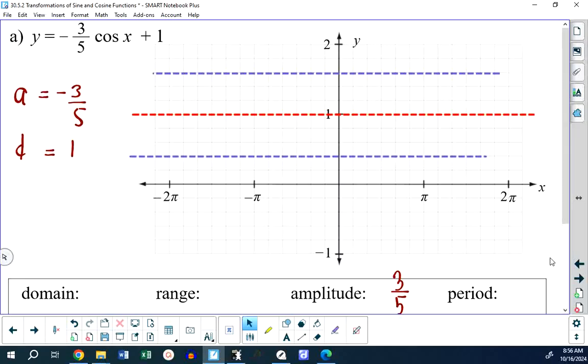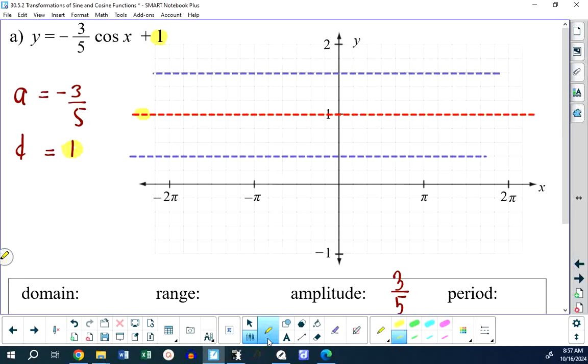So what we're doing is we're saying these are the boundaries of whatever we draw. And if it hasn't dawned on you, these three things are all connected to each other. Whatever D is, no matter if there's a stretch horizontally, or a stretch vertically, or a translation up or down, whatever D is, that will be where the middle of your graph is going to be. And your maximum will be the amplitude above it, and your minimum will be the amplitude below it.